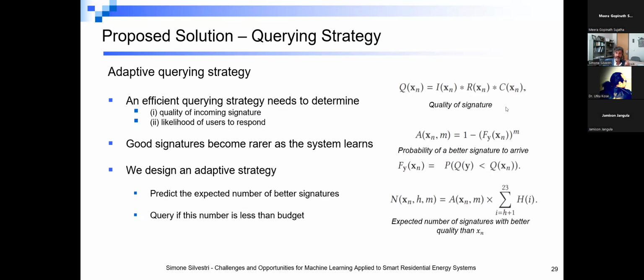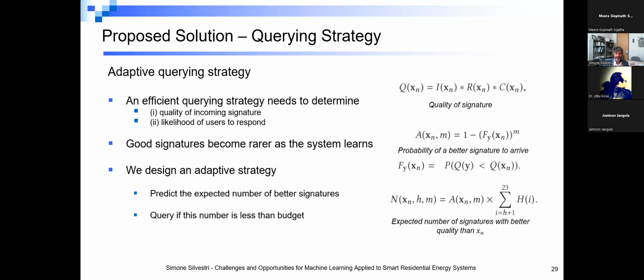First we calculate a quality of the signature that we just received, and this combines informativeness, representativeness, and the confidence score. But then we need to do something else, and this is probably one of the interesting aspects of this problem. As the system learns, the quality of the signatures that arrive changes. Something that could have a high quality at the beginning, just because you don't know much of anything, may not be of the same quality later on as the system has learned more. For example, let's assume that you often charge your phone. After a while, the system has learned that type of signature, so that signature is not of the same quality as it was at the beginning.